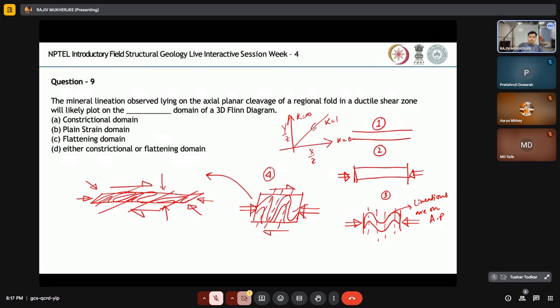So this is plane strain condition, then comes flattening, and here is the constriction. So obviously the lineations which will be forming lying on the foliation axial planar cleavages, which has experienced extreme shear localization as well as folding, will obviously be plotting in this flattening type region. They're extremely flattened and stretched. So option C is the correct answer, that these kind of lineations will definitely plot on the flattening domain in the three-dimensional Flynn diagram.